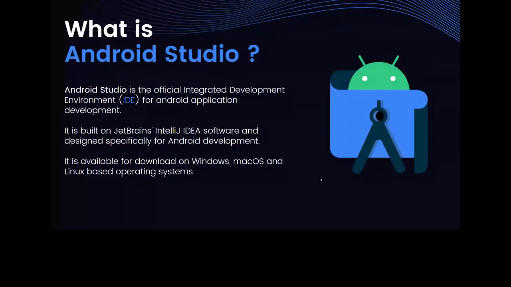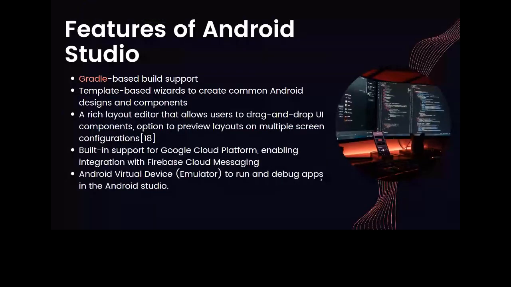Let me take you through the features of Android Studio. Android Studio is based on Gradle build support. Gradle is a build automation tool that compiles app resources and source code and packages them into APKs that you can install on your phone. If you take any app in the Play Store, it's going to be in the format of an APK or an XAPK file. Gradle is the one that builds the APK file for your project. That's the use of Gradle here.